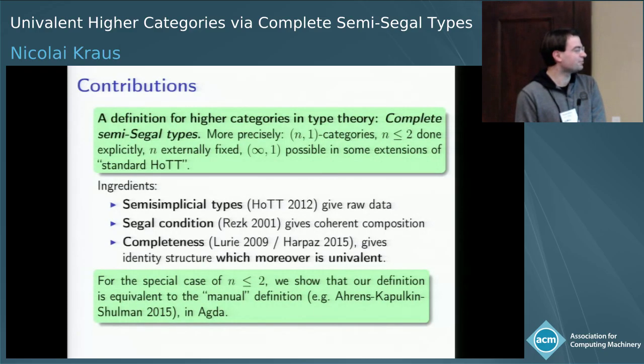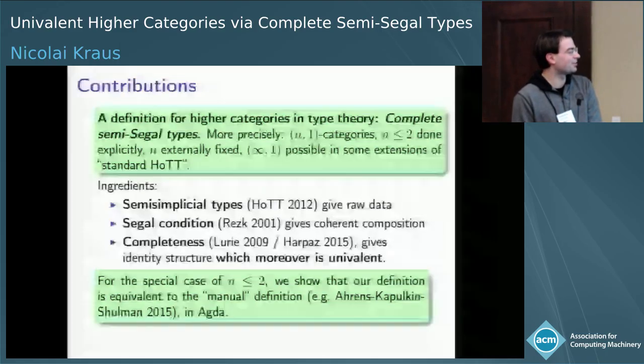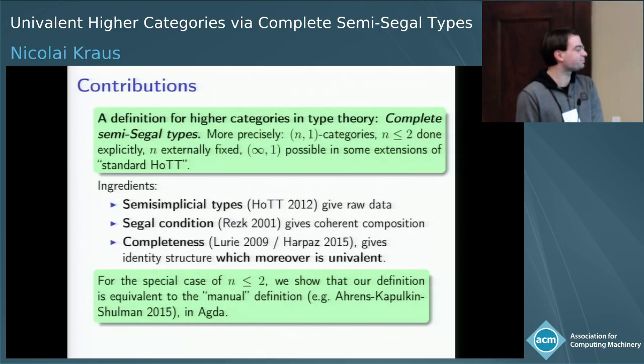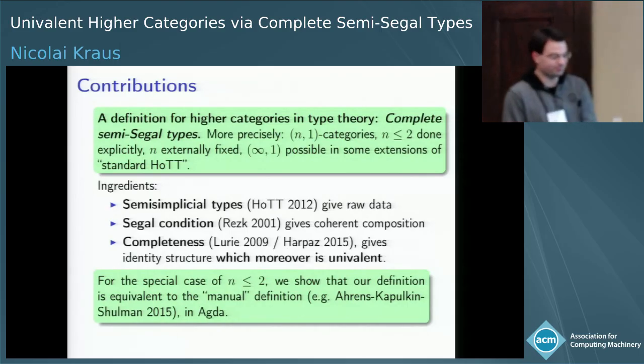So for example, for n equals 1, you get normal ordinary categories. So we can compare our definition for n equals 1 with the ordinary categories of Ahrens, Kapulke, and Schulman. And it turns out they are indeed equivalent. And we have done this in Agda, and we have also done this for n equals 2, which was quite a lot of work, but also worked in the end.